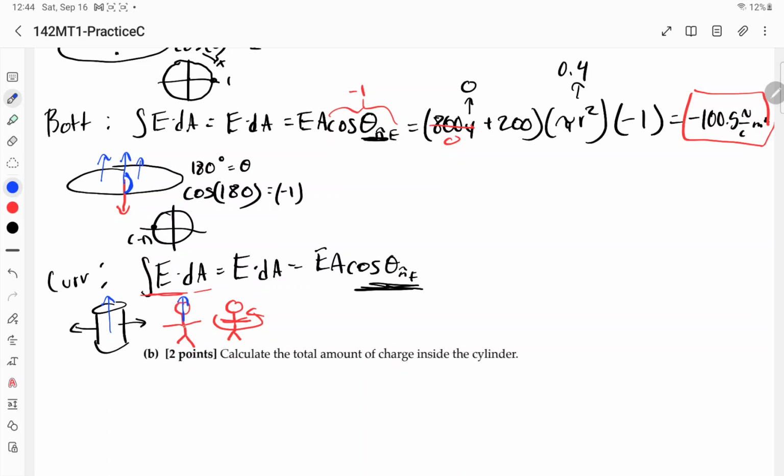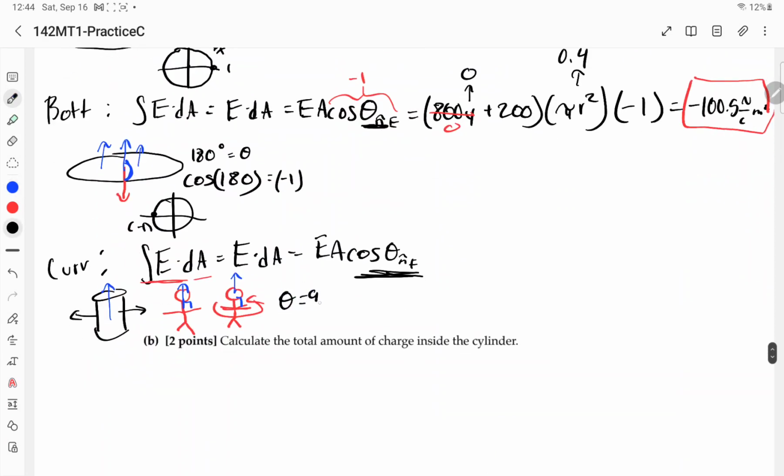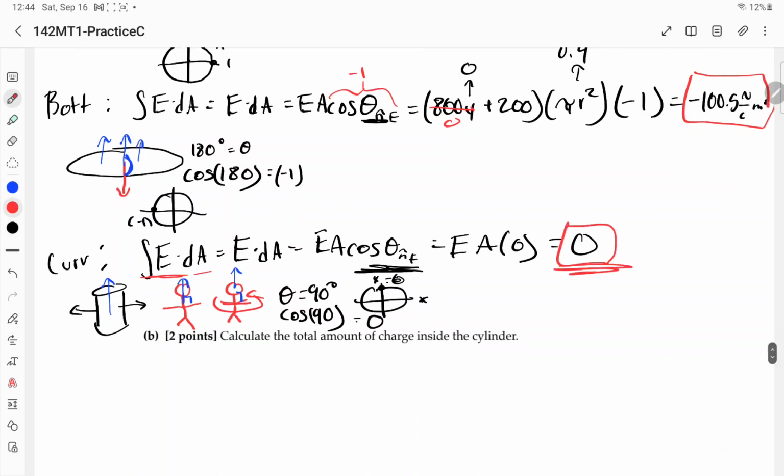So what is the angle between just this up and then your perpendicular? Well, from your head to your arms, it's always going to be 90, even if you spin around, right? So that means your angle is equal to 90 degrees. Cosine of 90 is what? Well, let's draw a little thing. Here's 90. Our x-coordinate here of 90 is equal to 0. This is the x-plane, this is the y-plane. So if our x is 0, that means cosine of 90 is equal to 0. Then you're essentially saying E times A times 0, which always is equal to 0. So through your curved surface, your flux is equal to 0.